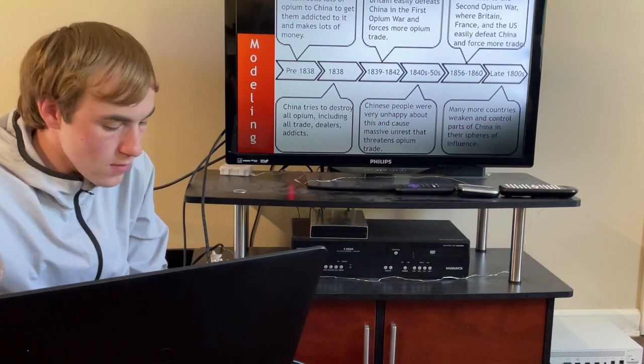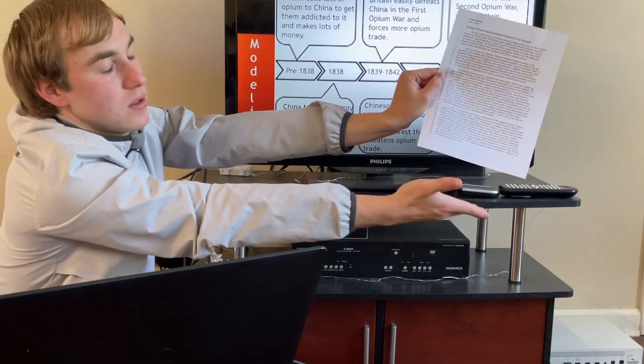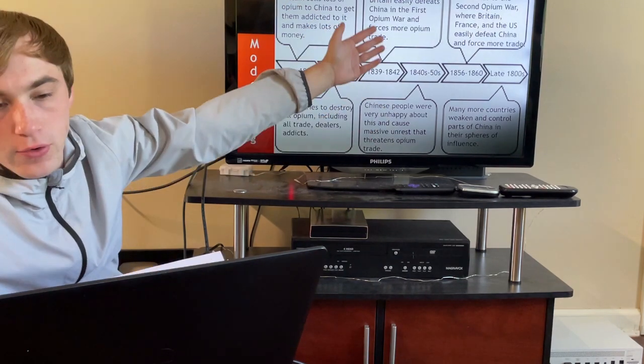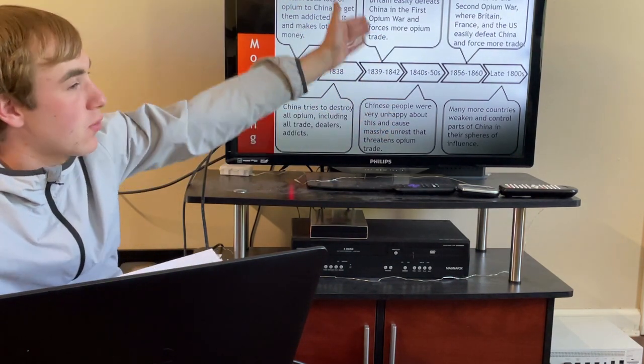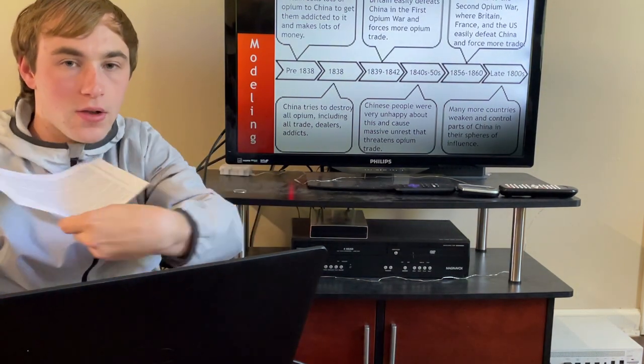So everything said in here came from this big wall of text, turned into a timeline graphic organizer. See how nicely that works out? So we will be getting more into this right about now.